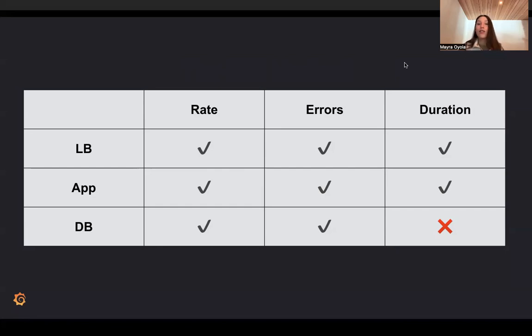That being said, the RED method is most commonly applied to request-driven services and applications, but that's not to say, as you can see from this chart here, that this method can't be applied to at least consider some form of rate, error, and duration for everything else that you use.